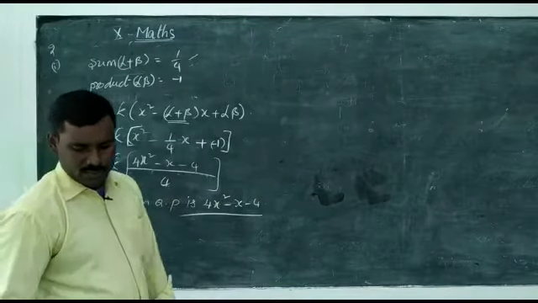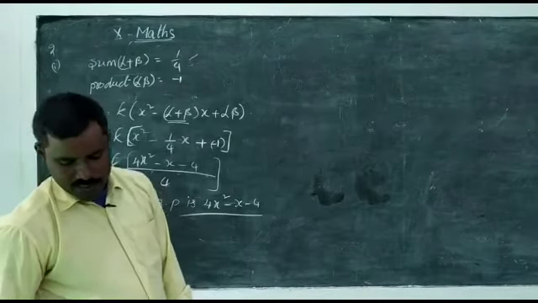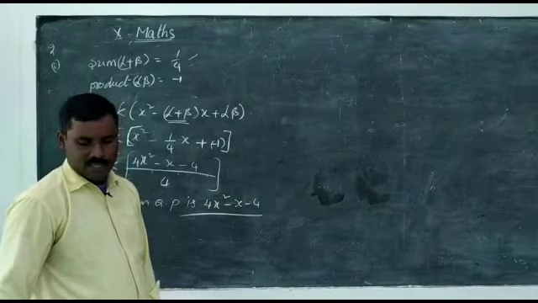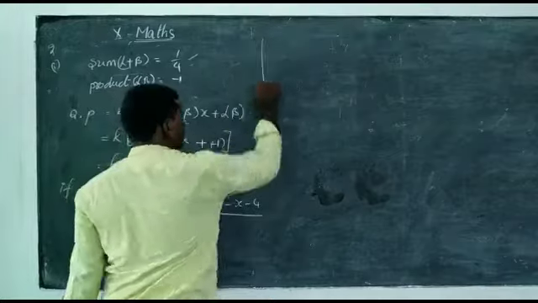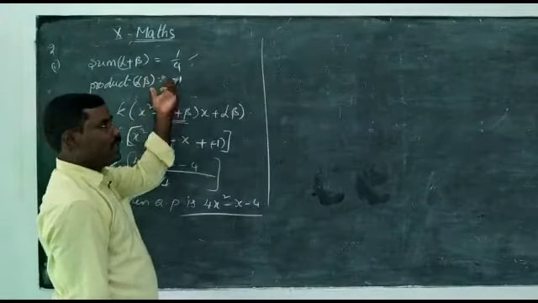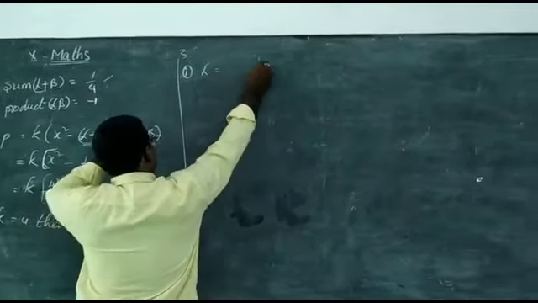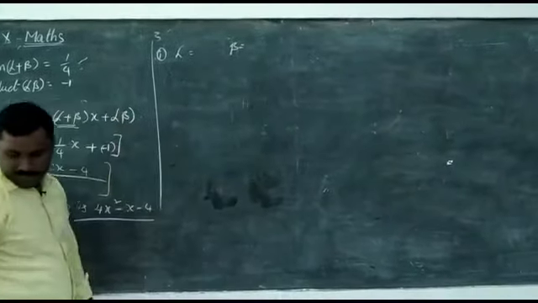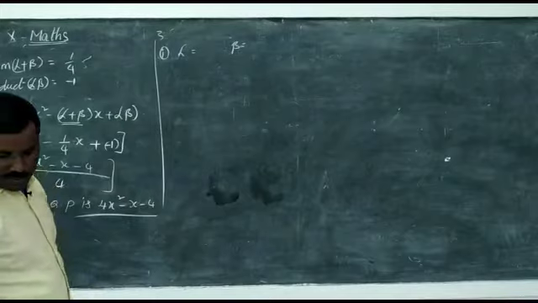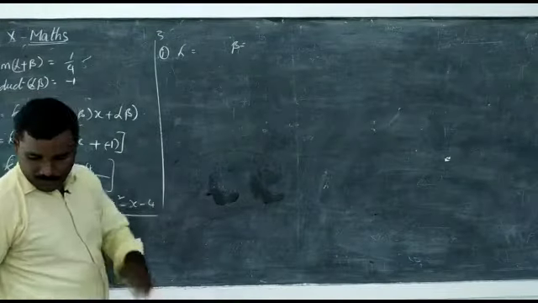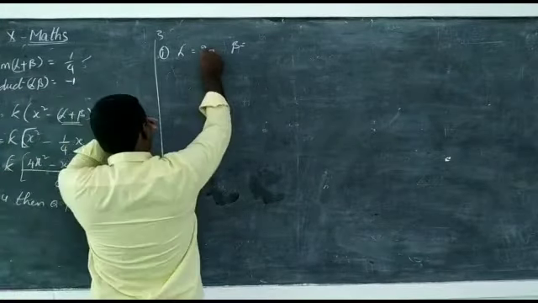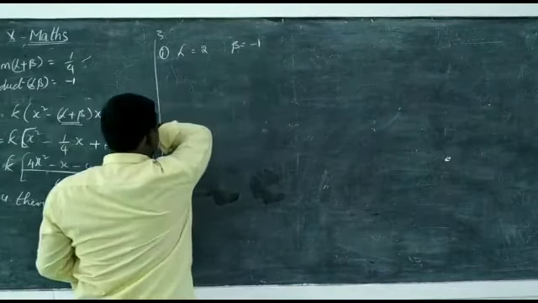Now we are going to the third Roman. Find the quadratic polynomial for the zeros alpha, beta given. In the previous case sum and product were given. Now in the third Roman we are getting just alpha and beta, the zeros are given. The third Roman first question: 2 comma minus 1. Alpha is 2 and beta is minus 1.